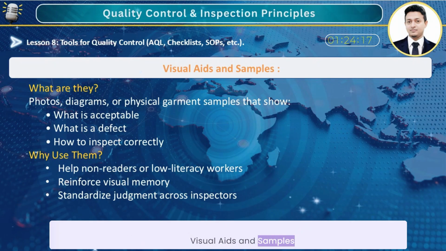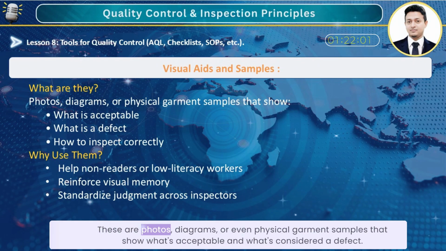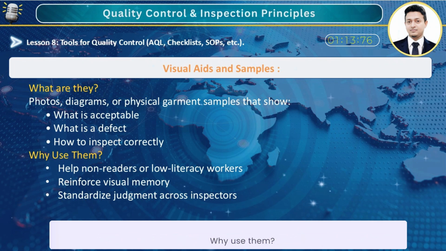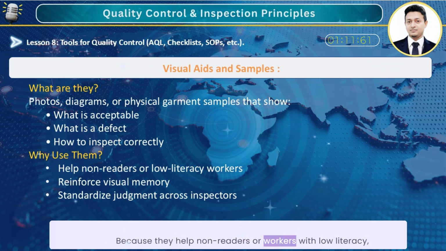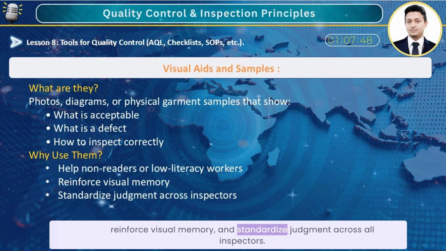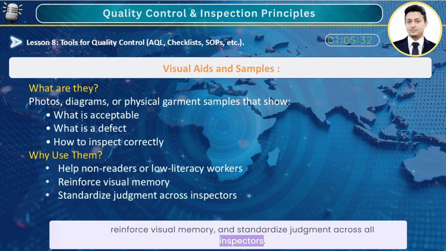Visual aids and samples. These are photos, diagrams, or even physical garment samples that show what's acceptable and what's considered a defect. Why use them? Because they help non-readers or workers with low literacy, reinforce visual memory, and standardize judgment across all inspectors.